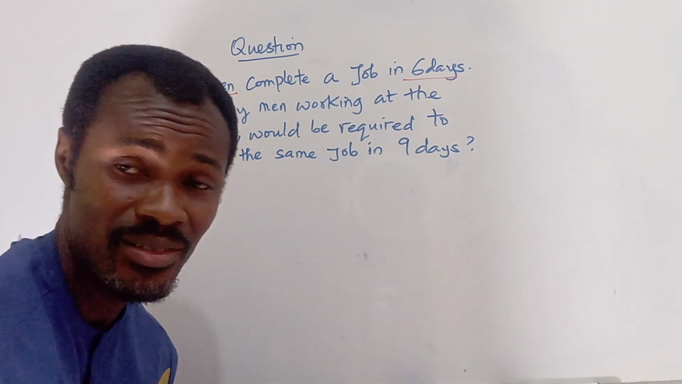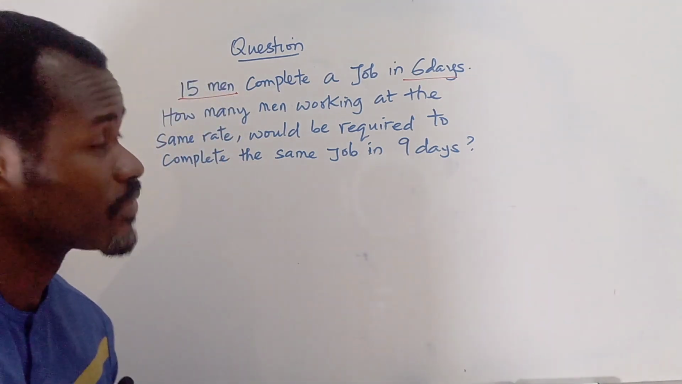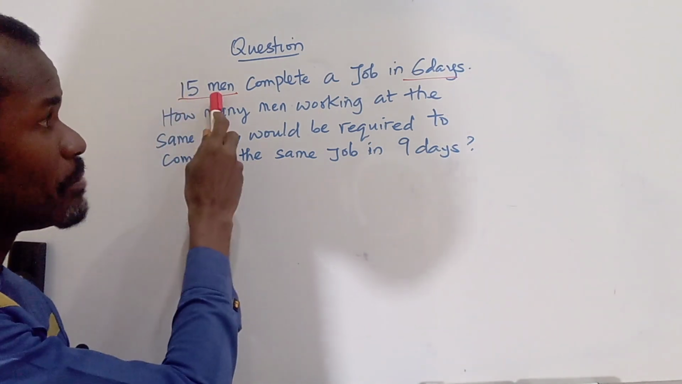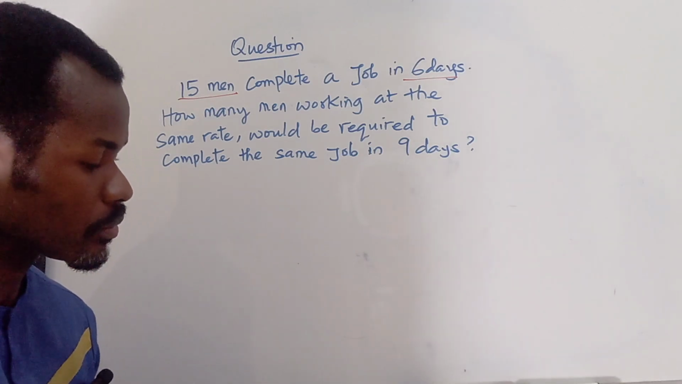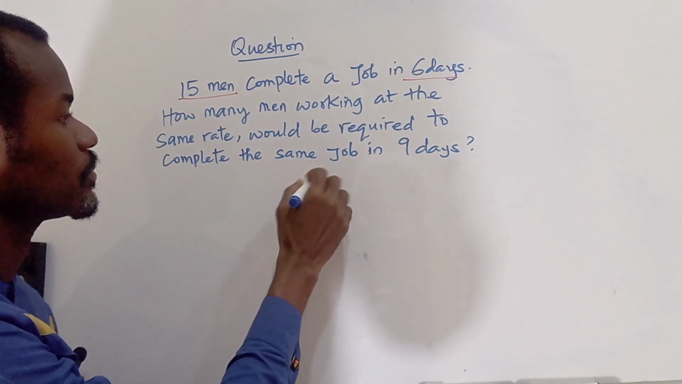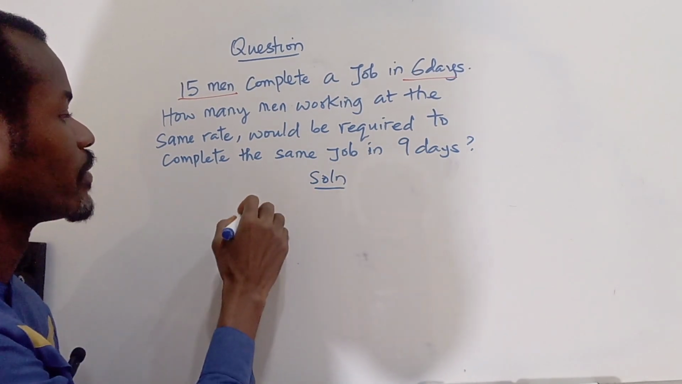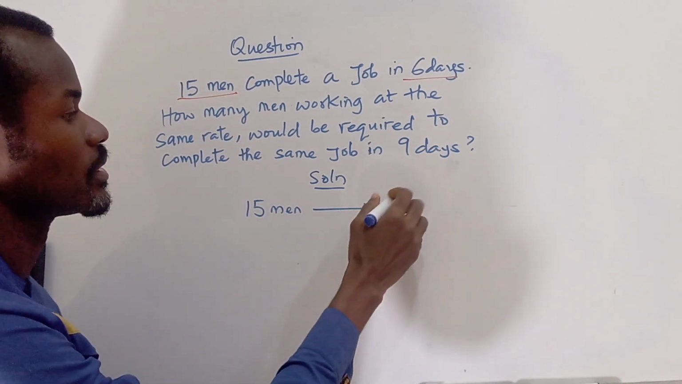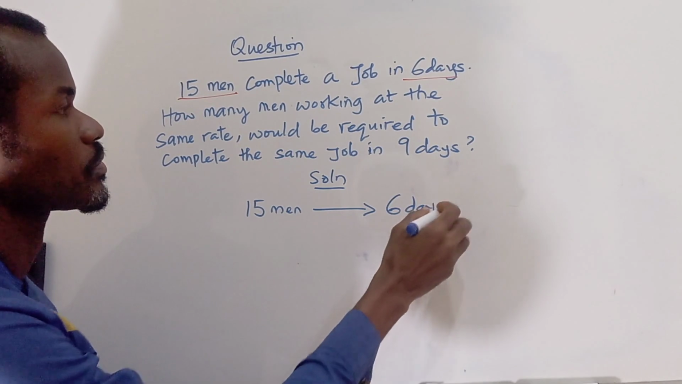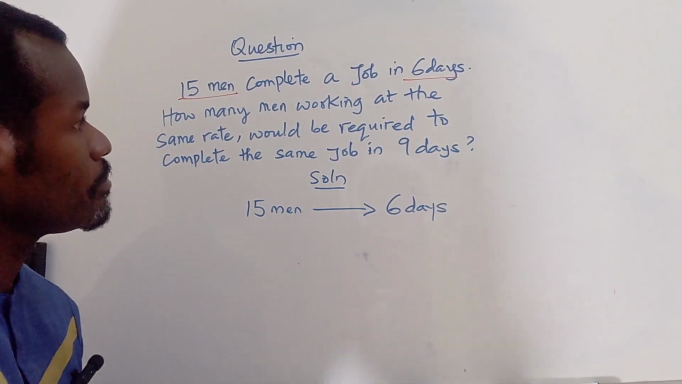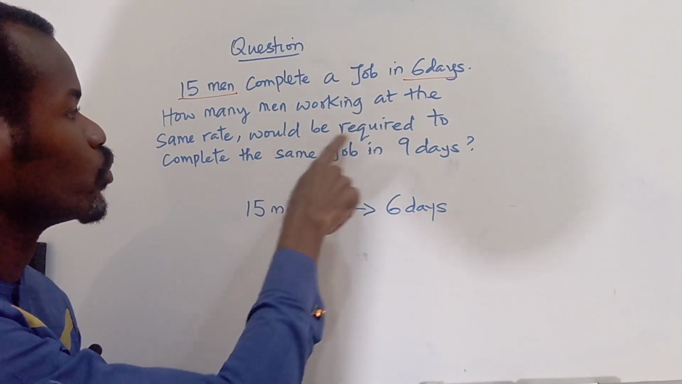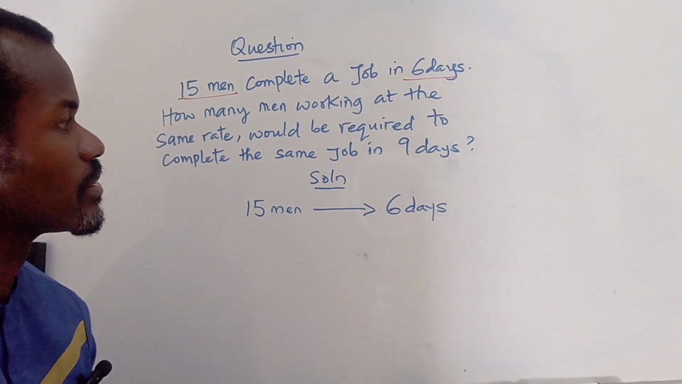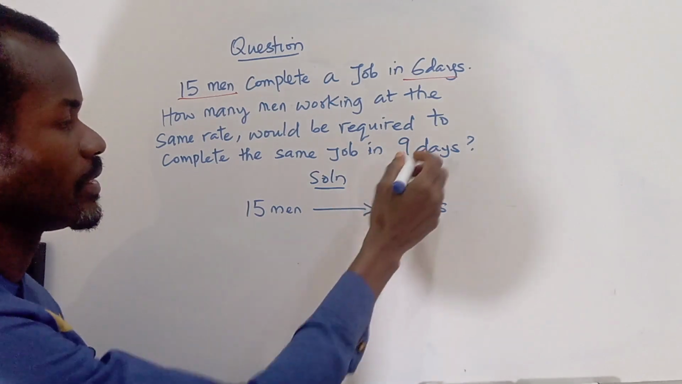Alright, so let's get right into today's question. It says 15 men complete a job in 6 days. So we have 15 men, connected to 6 days. Now, how many men working at the same rate will be required to complete the same job in 9 days? So what they gave us there is 9 days.